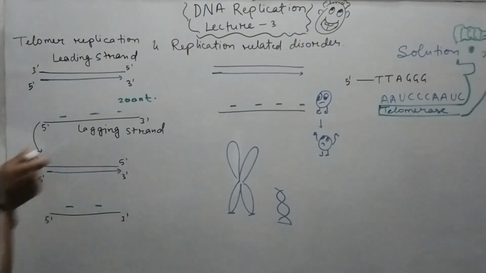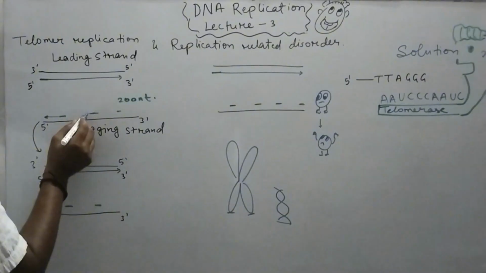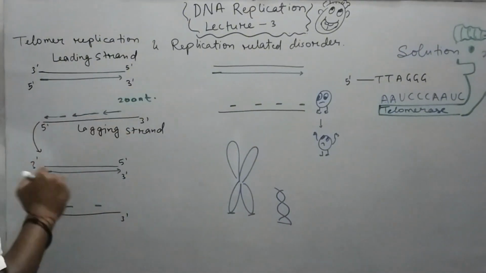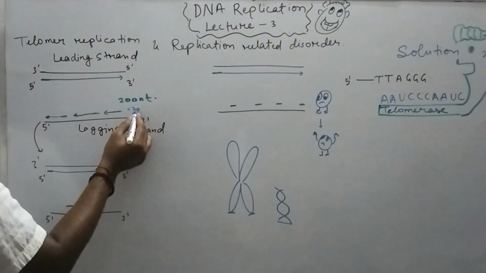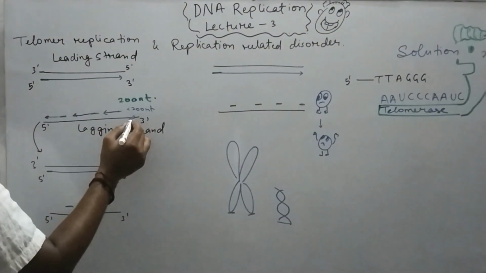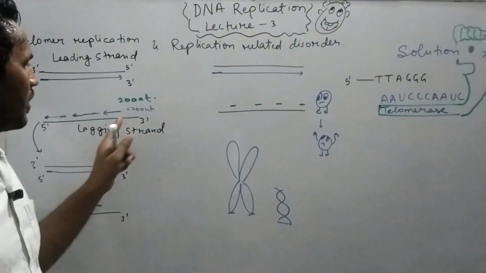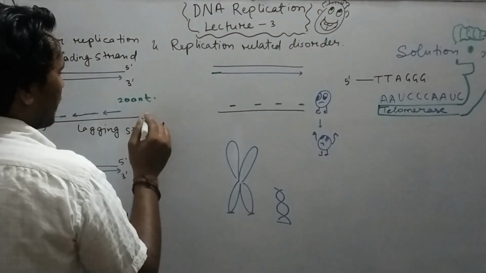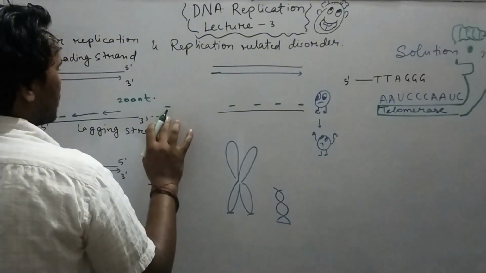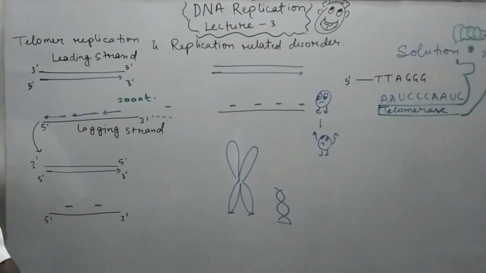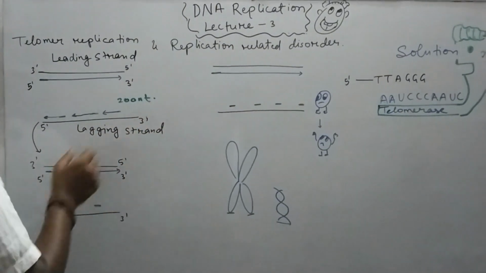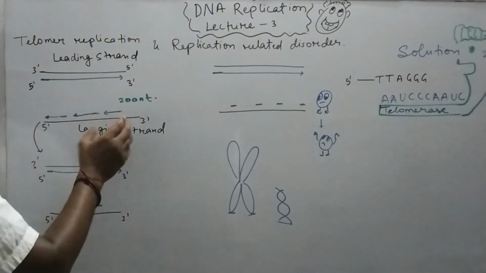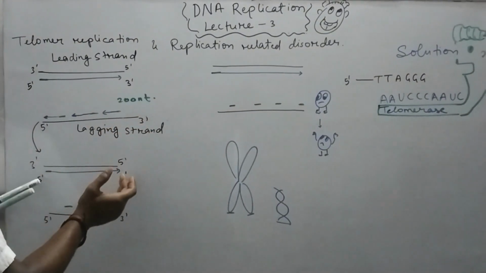Now this is the primer you added, and you extended till here. Then you added another primer and extended till here. But if this distance is less than 200 nucleotides, then you cannot add a new primer here. You have to add a new primer somewhere at this position. So this portion of the DNA will be eliminated and will not replicate, and finally you lose this portion and the DNA will be shortened.